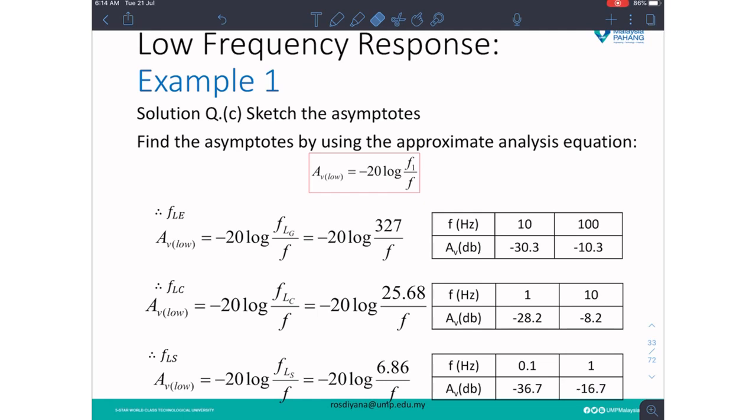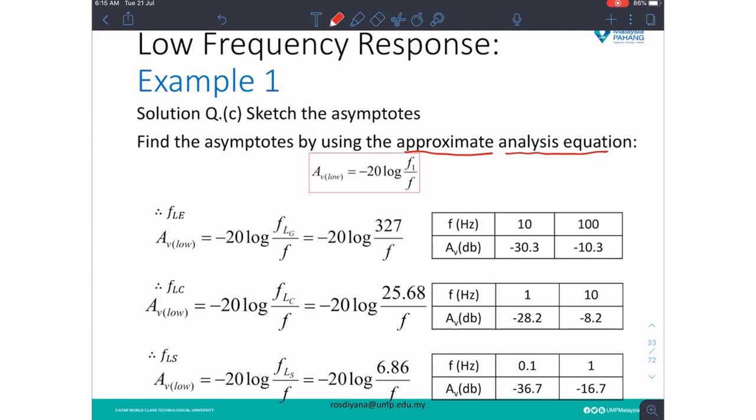Okay, now we can sketch the asymptotes by using the frequency that we get from the previous calculation. Take a look at this formula. We can say that it is the approximate analysis equation. For this one we get the asymptote. Remember what an asymptote is?